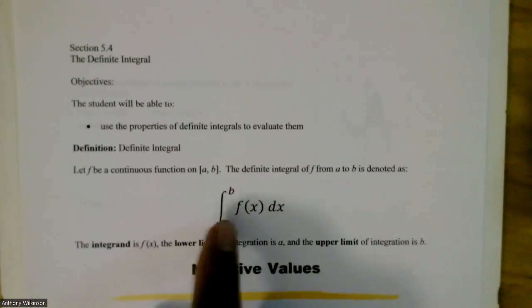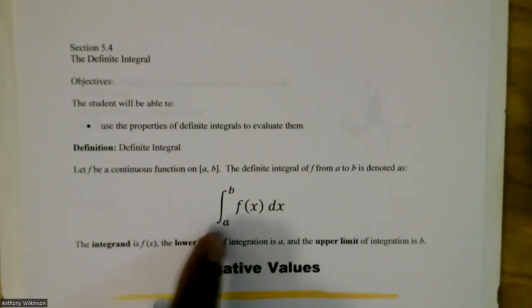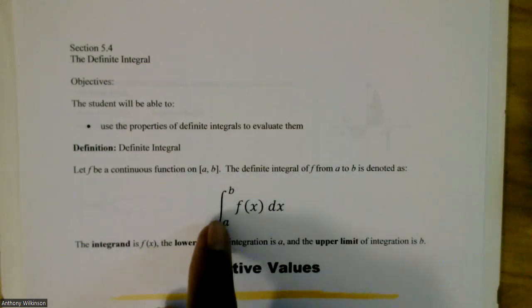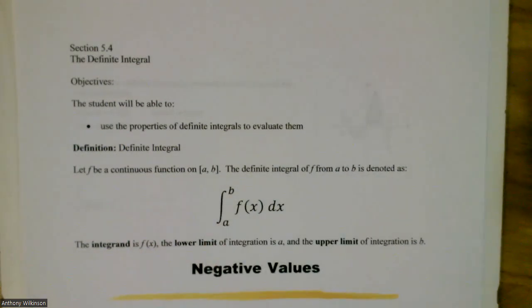So your integrand is still going to be f of x. But here, this a at the bottom, that's going to be the lower limit of integration. And the b at the top would be the upper limit of integration. So it's going to be the integral from a to b of the function f of x dx.